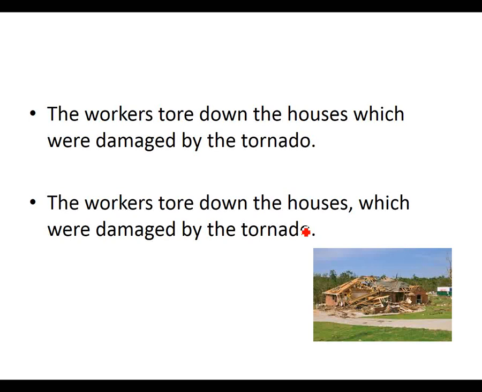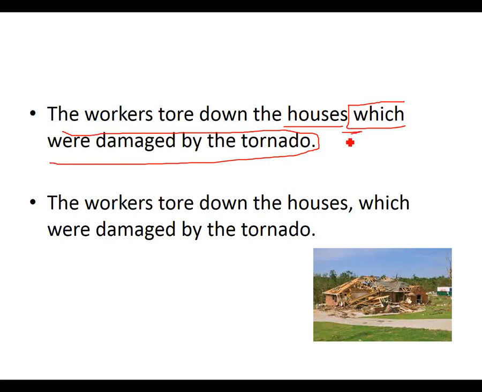Here's another example. The workers tore down the houses which were damaged by the tornado. I have houses in the adjective clause which were damaged by the tornado. We can see no commas there. So in this situation, the adjective clause is identifying which houses we're talking about.